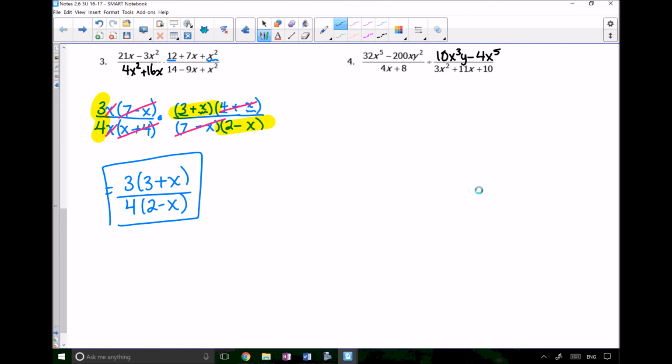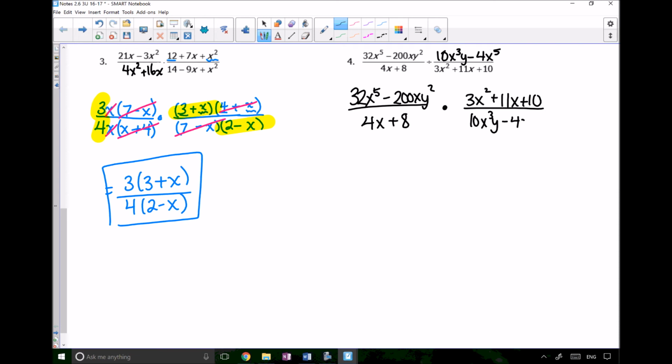Okay? All right, let's take a look at number 4. This time I have division, so I'm going to multiply by the reciprocal. So I'm going to copy down 32x to the power of 5 minus 200xy squared over 4x plus 8 because my first fraction stays the same. Then I'm going to change the division sign to multiplication, and then I'm going to multiply by the reciprocal. So this 3x squared plus 11x plus 10 that I used to have in my denominator is now in the numerator, and then the 10x cubed y minus 4x to the power of 5 is now in my denominator.